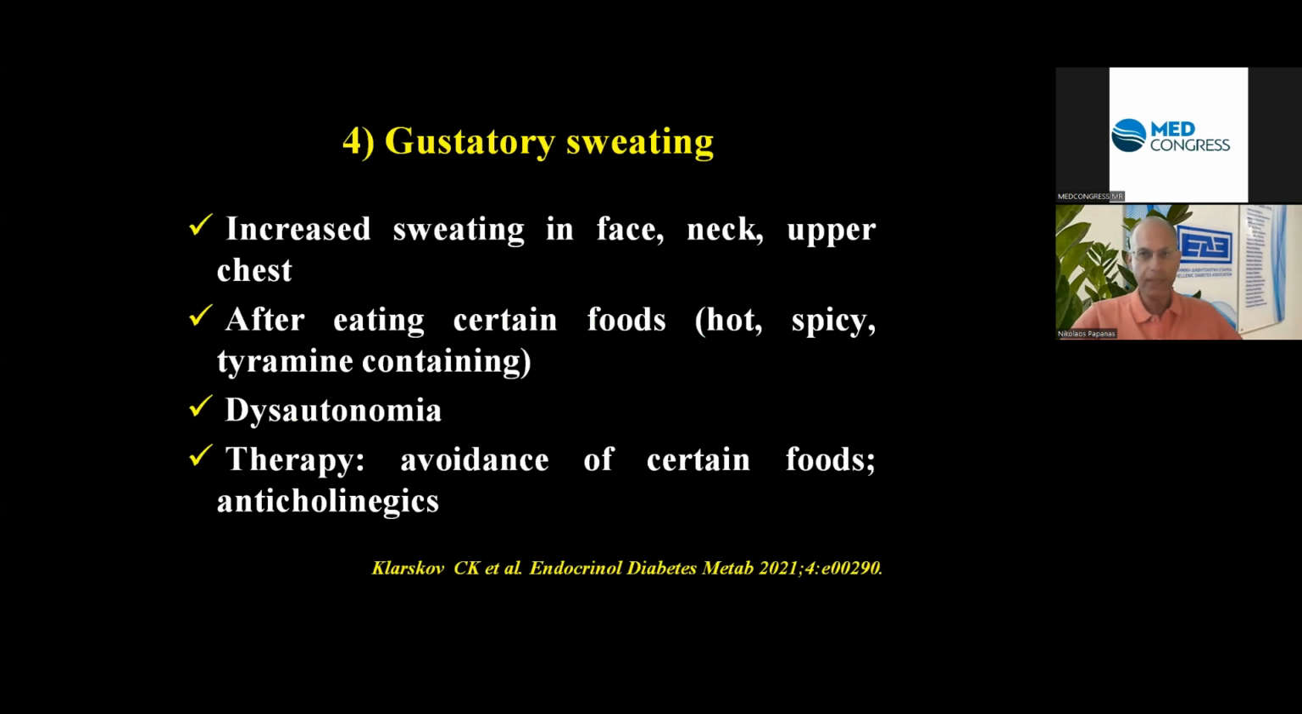Gustatory sweating is very rare. It means increased sweating in the face, neck, and upper chest after eating certain foods which are hot, spicy, and tyramine containing. Again, it is attributable to dysautonomia, and therapy includes avoidance of certain foods and anticholinergics.